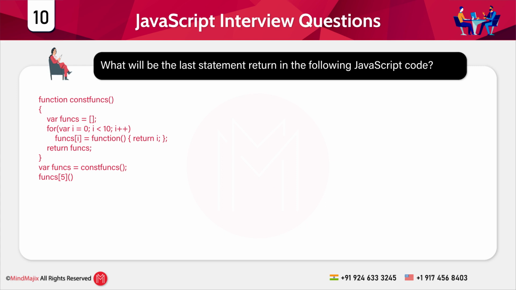Now, what will be the last statement returned in the following JavaScript code? 9, 0, 10, or 12? The answer is C, which means 10, because the code above creates 10 closures and stores them in an array. The closures are all defined within the same invocation of the function.